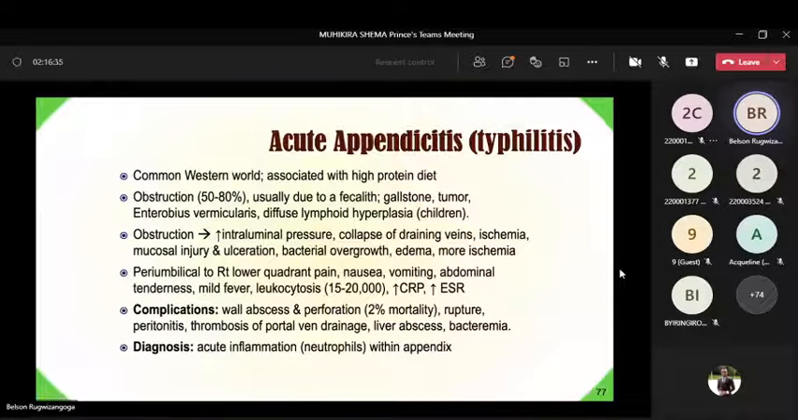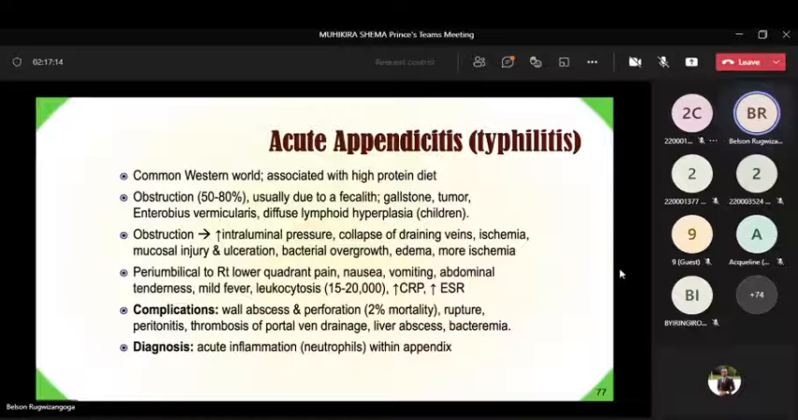So acute appendicitis is common in the Western world, associated with a high protein diet. So those eating meat are more prone to develop this. Obstruction happens in about 80% of the cases due to a fecalith. A fecalith is when there are stones within the stools in this appendix.